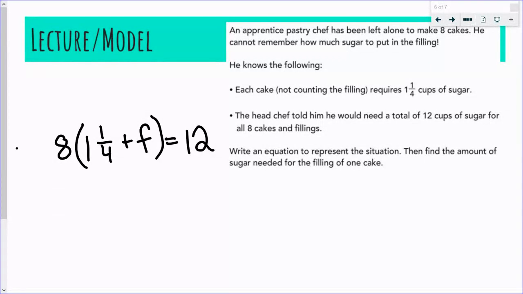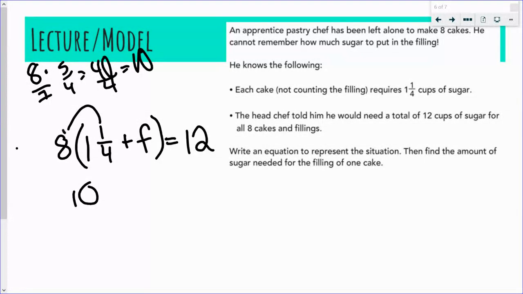So 8 times 1 1/4 would be 8 times 5/4. 40 over 4 would equal 10, plus 8F equals 12. Again, because the 1 1/4 cups for the cake, plus the F amount for the filling, all times 8 because we're making 8 cakes, would equal a total of 12 cups.